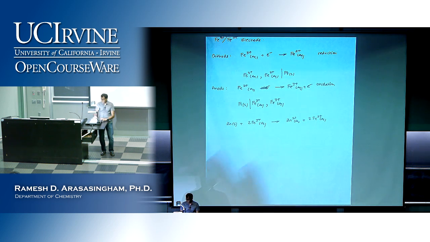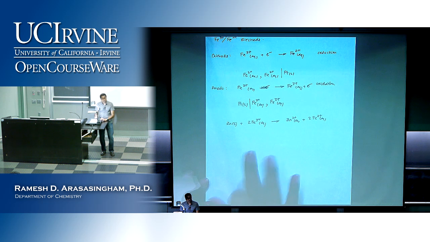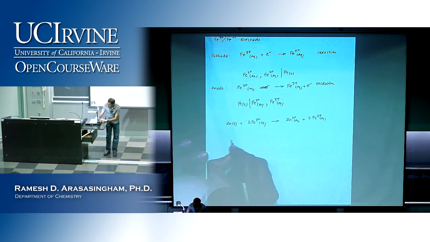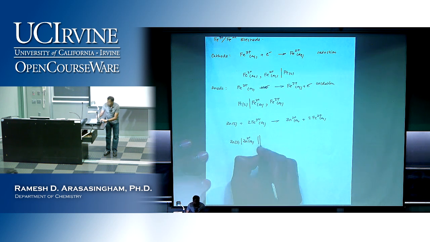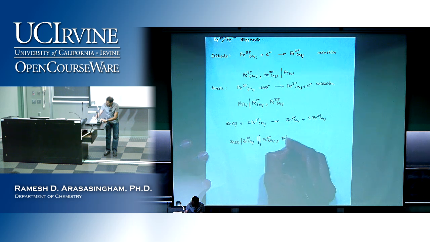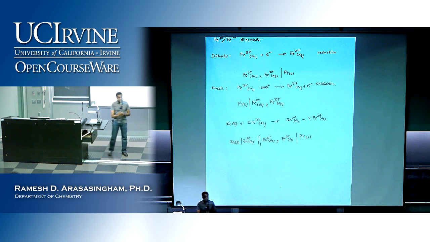And then if I want to write the cell notation for this, my anode would be the zinc electrode. So that would be reactant, product. Now I need a salt bridge. And now my cathode would be where I have my reactant, which is Fe3+. So I'll have Fe3+ aqueous. Now a comma because they're both in the same phase. Fe2+ aqueous. And then a vertical line and platinum.